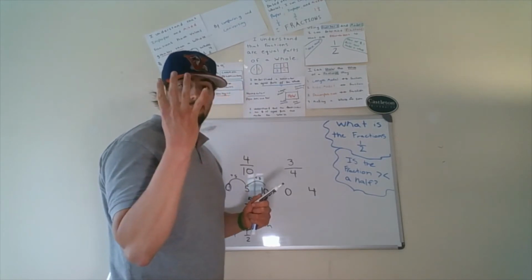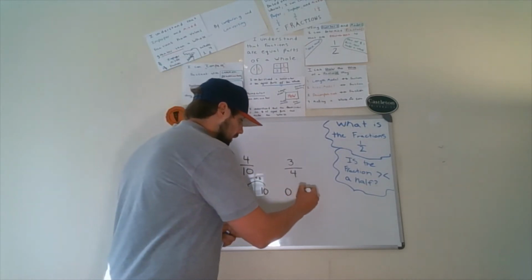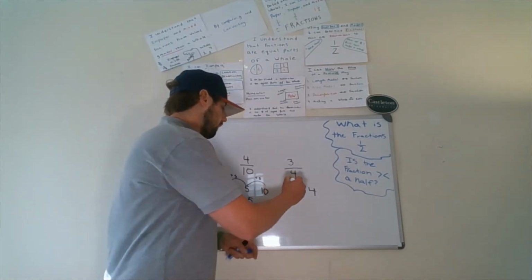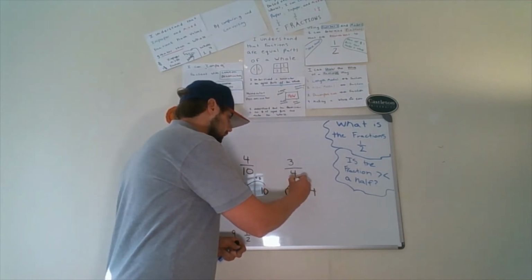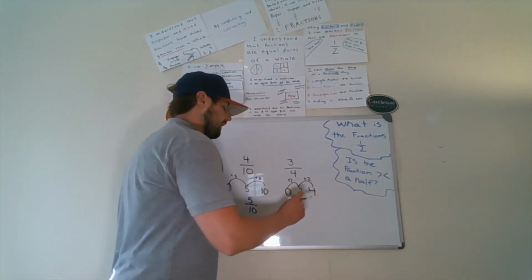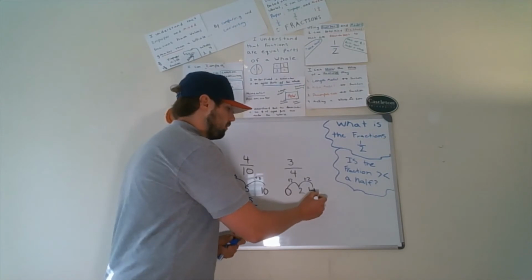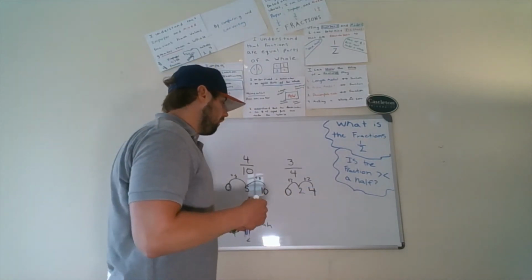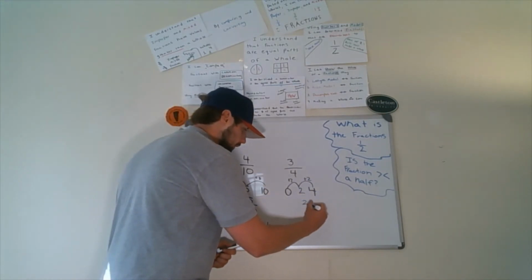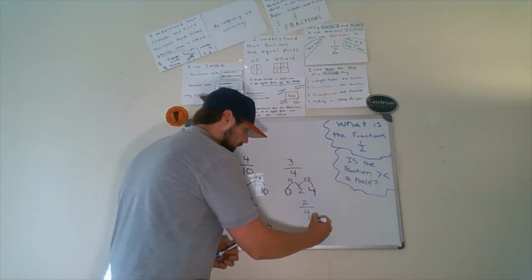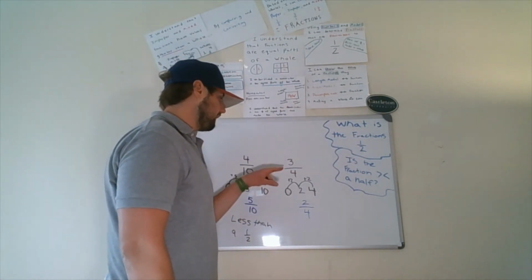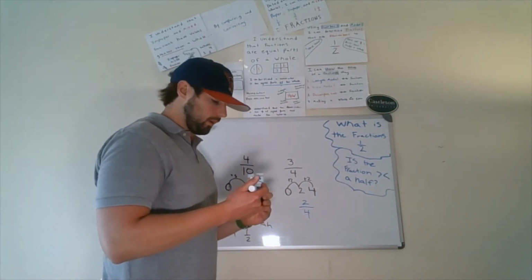Well, I know 2 is halfway between 0 and 4. There are 2 parts between 0 and 2, and there are 2 parts between 2 and 4. So, the half of fourths would be 2/4. What is the fraction's half? 2/4 is the half of fourths.